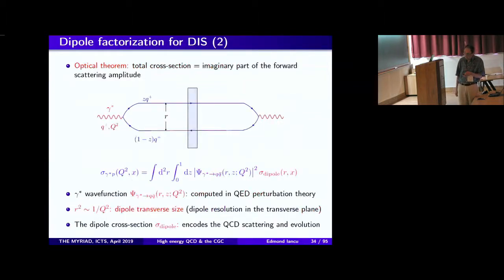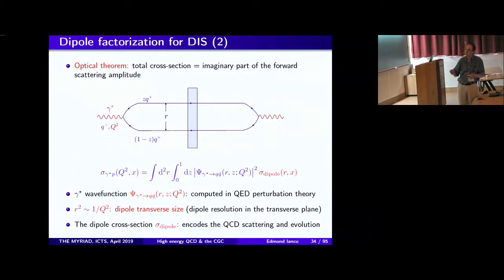So now we come to what is called the dipole factorization for DIS, and that's generic. All the processes I'm going to describe in what follows have similar factorization at high energy. We would like to compute the total cross section for gamma star proton scattering. We use the optical theorem. The total cross section is the imaginary part of the forward amplitude.